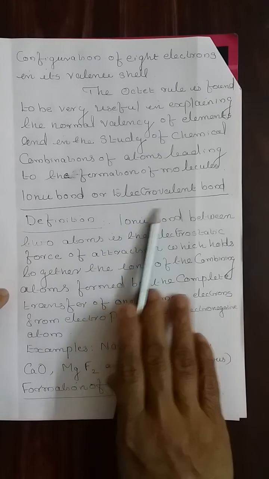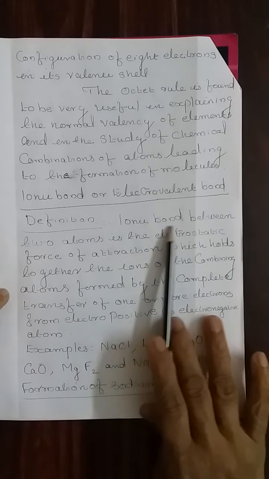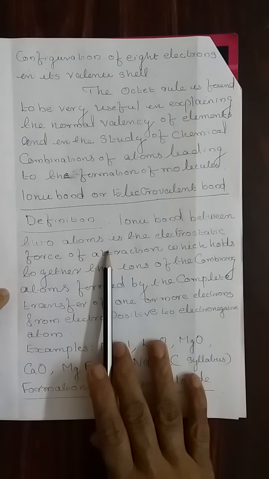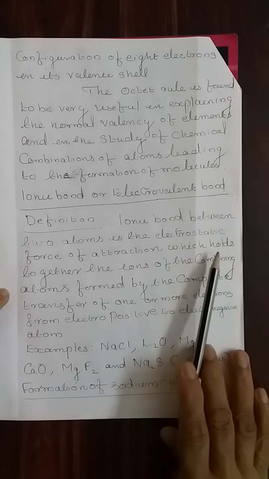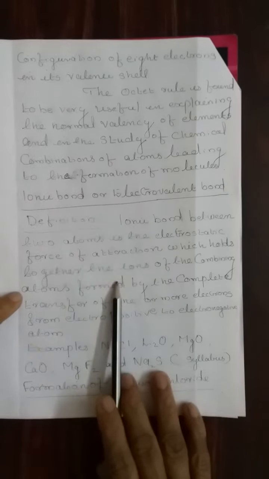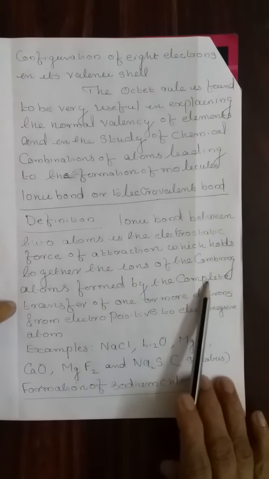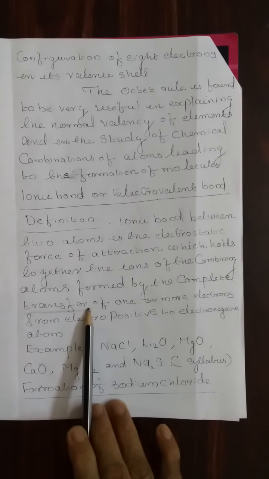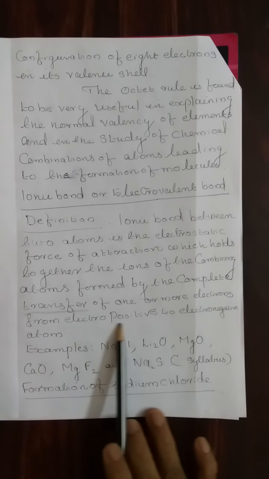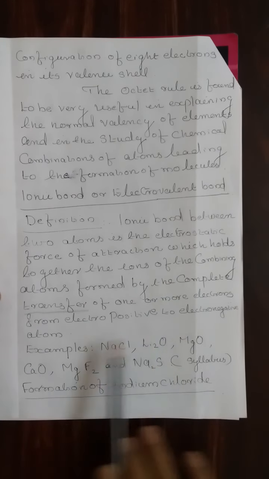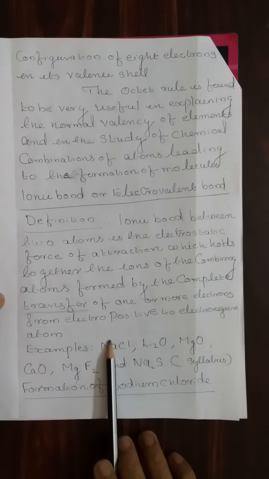Ionic bond or electrovalent bond. Definition and examples. Ionic bond between two atoms is the electrostatic force of attraction which holds together the ions of the combining atoms formed by the complete transfer of one or more electrons from electropositive to electronegative atom. This is the definition of ionic bond.